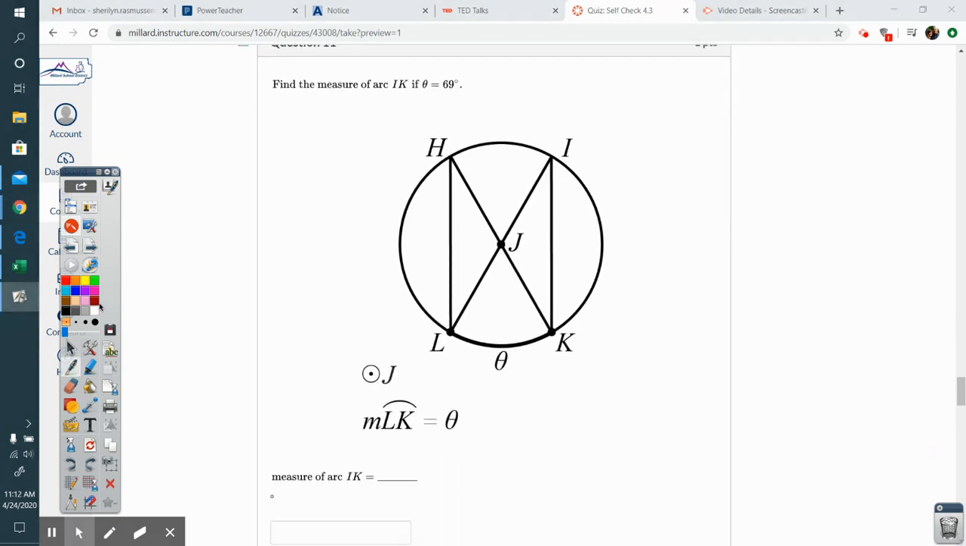Find the measure of IK. It wants the arc IK, if theta right here is 69. Okay. So IK is this other section. Now, we just need to look at this. From here to here is 69. I want to know what IK is.